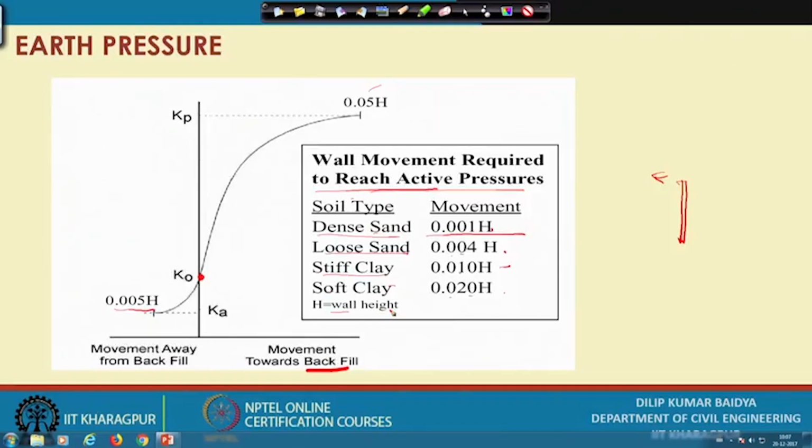So, this diagram shows qualitatively, as I have mentioned, that earth pressure at rest will be intermediate, active will be small, and passive will be big. You can see the maximum wall movement, minor movement, and no movement. So, this is active, this is passive, and this is K naught, where there is no movement.